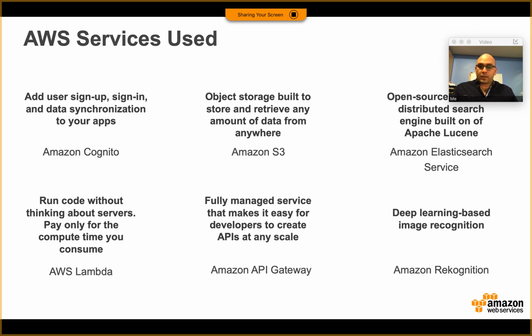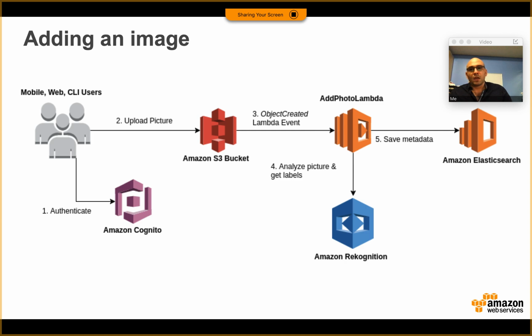All right, so services used. Six main services were used for this particular application: Amazon Cognito, S3, Elasticsearch, Lambda, API Gateway, and Rekognition. I'm going to go into the details of every one of them. Here are the use cases, the flows of this application.